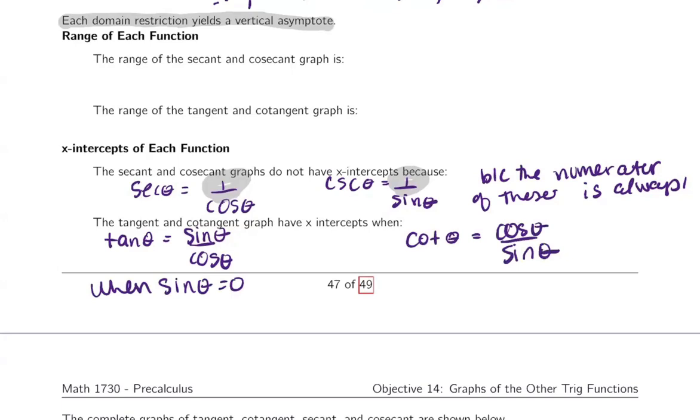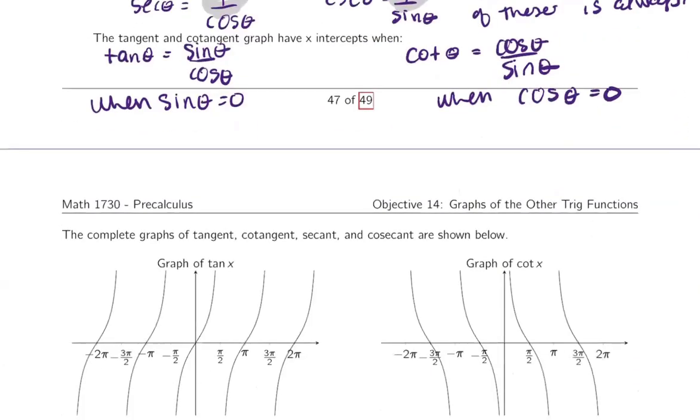And so these are going to have x-intercepts when the numerator, cosine theta, is 0, which is things like pi halves, 3 pi halves, 5 pi halves, and so on. So that's what I expect when I look at these graphs, and let's double check.